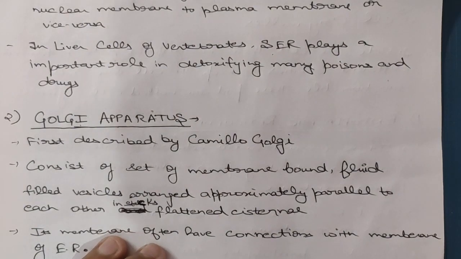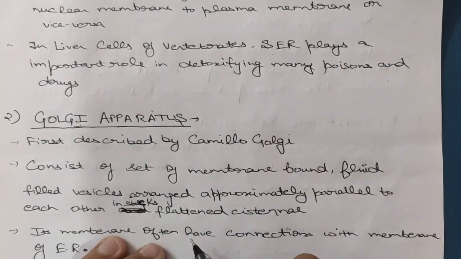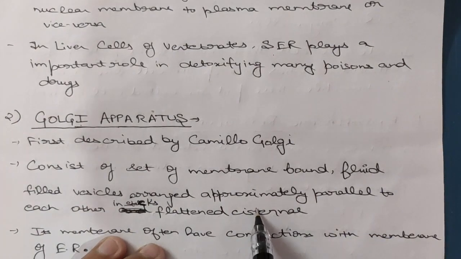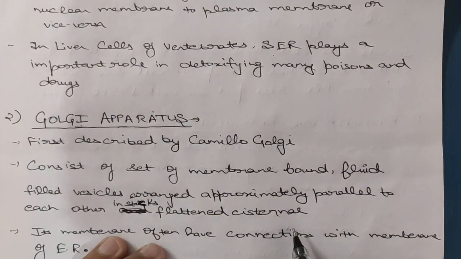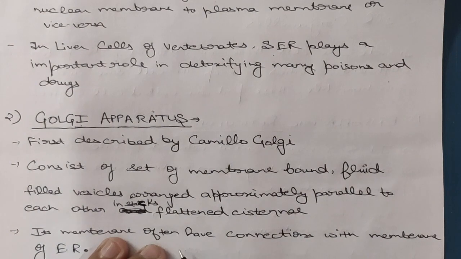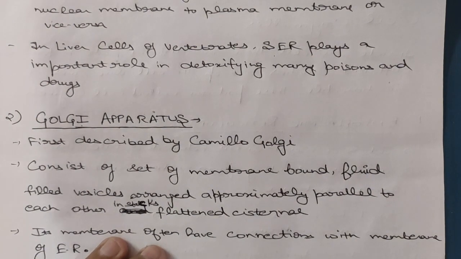Now let's discuss the next cell organelle, the Golgi apparatus. It was first described by Camillo Golgi, so in his honor the name Golgi apparatus was given. It consists of a set of membrane-bound, fluid-filled vesicles arranged approximately parallel to each other in stacks called cisternae. Cisternae are flattened structures. Its membrane often has connections with the membrane of the ER. The Golgi apparatus is closely associated with the endoplasmic reticulum.